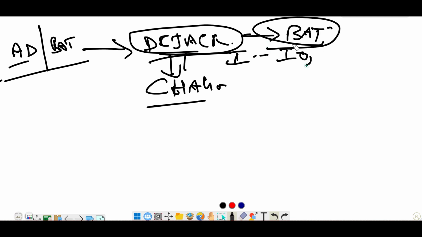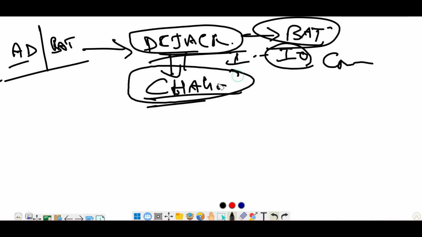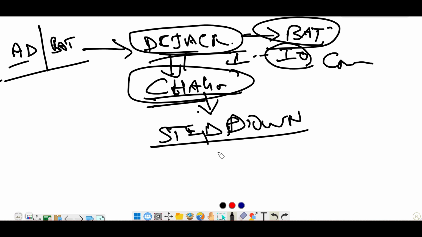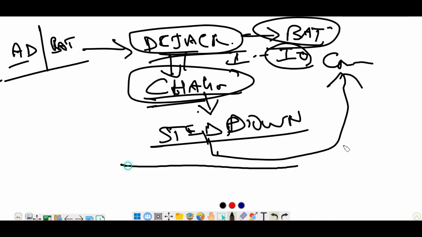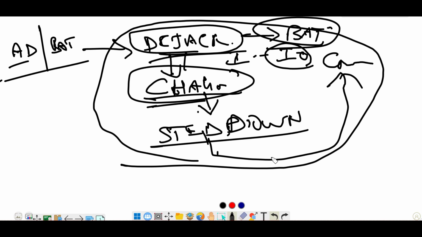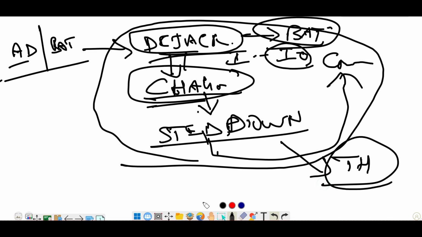After that, one section will go to IO, which is for communication. The second one is the charging IC, and then the step down IC. After this, again it will connect to IO. These are the main sections that will be inactive, depending on thermal information. Based on thermal information, these three will be in active state. Anyway, step by step we will watch.